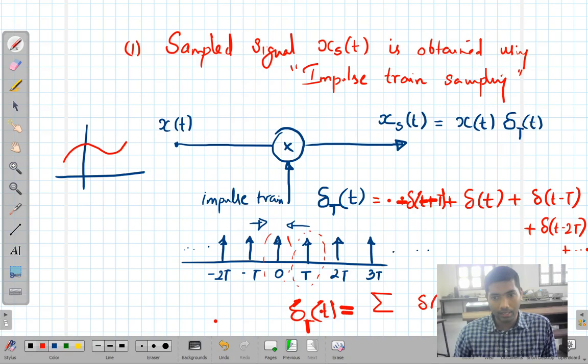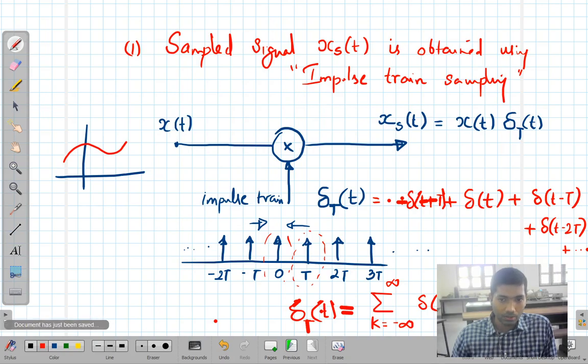So I am writing del of t minus kT, k ranging from minus infinity to plus infinity. Okay, so this is an important concept. The impulse train is actually a train of impulses at 0, T, 2T, 3T, etc. It can be represented as summation k equal to minus infinity to infinity del of t minus kT.